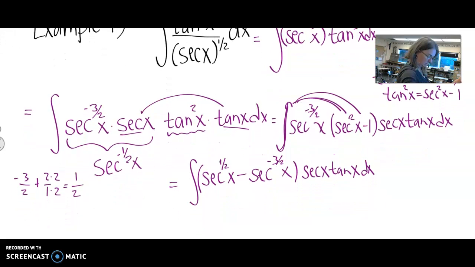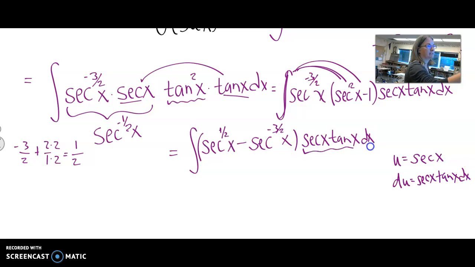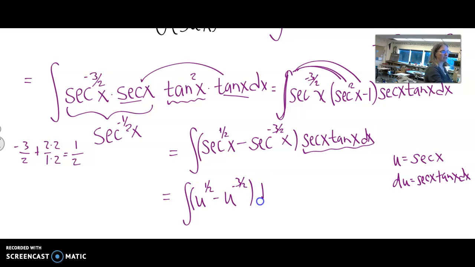All right, now we're going to use some u substitution and see if you guys can do it on your own. Pause the video, try to finish this problem off. I'm going to continue here. So if I use u substitution and let u equal the secant of x, then du is secant x tangent x, which is the whole reason I wanted to get this piece here, because now it's equal to my du. And using u substitution, this is u to the 1/2 minus u to the negative 3/2, and this entire piece over here is du.